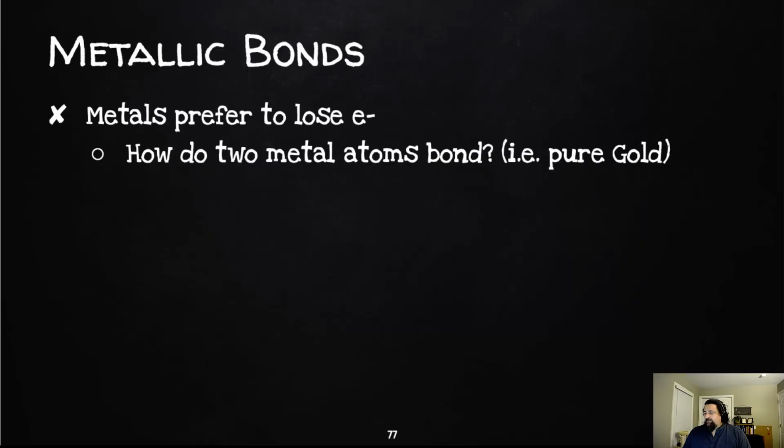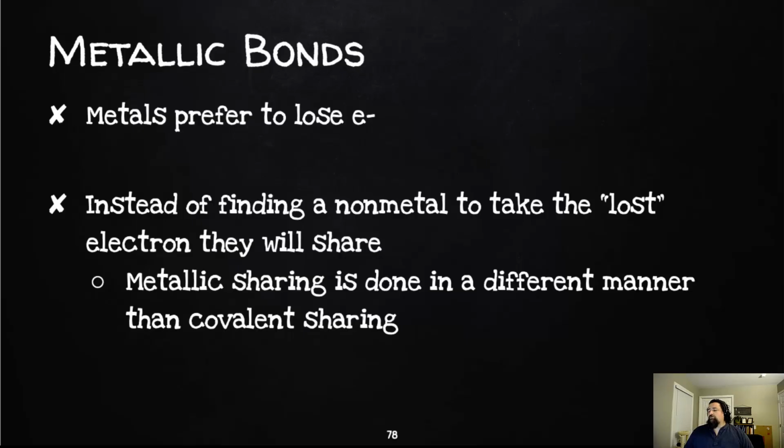Okay, and so metallic bonds, when we talk about it, the thing is we know metals bond with metals. And metals prefer to lose electrons. So the question is how do two things that both want to give away their electrons bond? And so what we're going to see is that although they both prefer to lose electrons, they're going to kind of do a similar thing to covalent, where instead of one taking and one giving away like ionic, they're going to share the electrons, but in a different way.